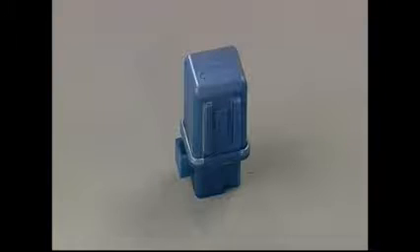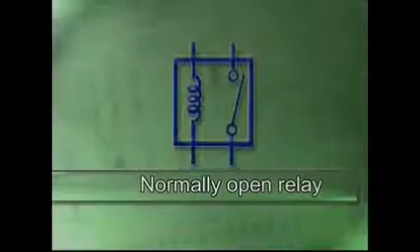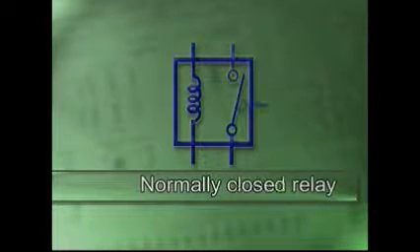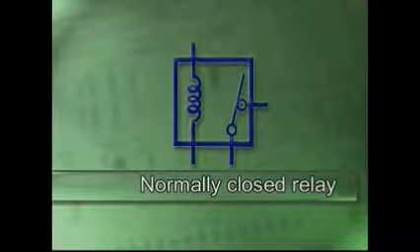A relay is an electromagnetic switch that is used to control high current circuits. The symbol for a relay is a box, with the electromagnet shown as a coil of wire. A normally open relay has the symbol for a normally open switch next to the symbol of a coil. A normally closed relay has the symbol for a normally closed switch next to the symbol for the coil.